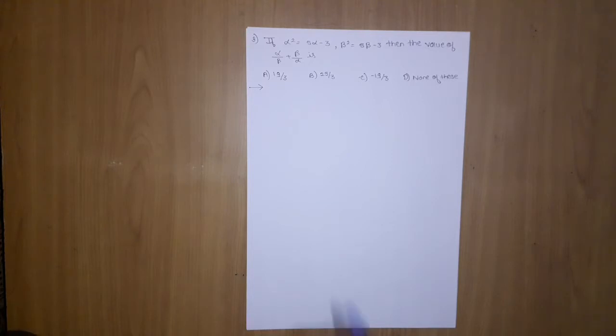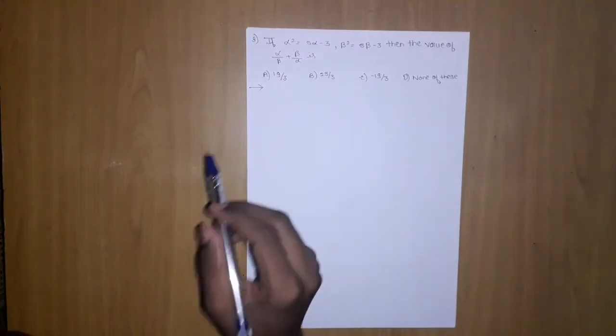So this question is as follows: if alpha square equals 5 alpha minus 3, beta square equals 5 beta minus 3, then the value of alpha upon beta plus beta upon alpha is: A option is 19 by 3, B option is 25 by 3, C option is minus 19 by 3, and D option is none of these. Okay, let's check.